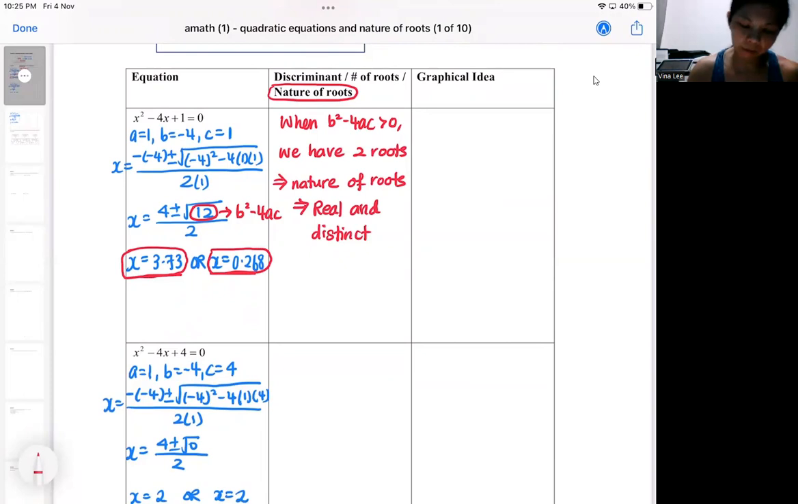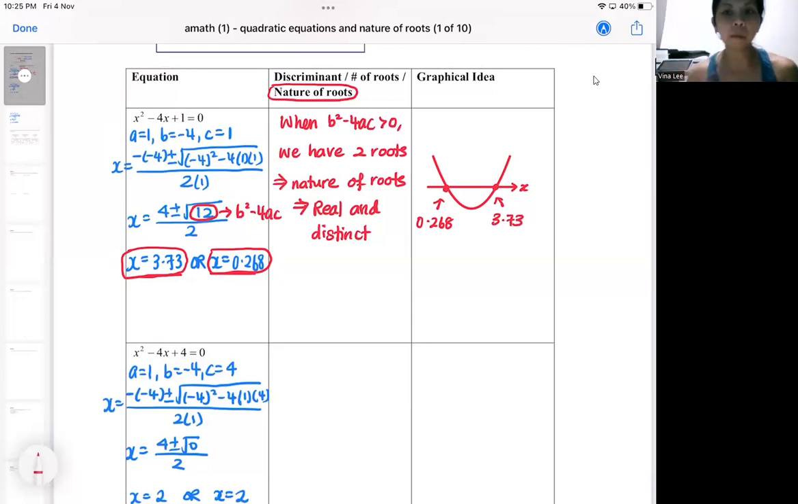So in terms of graphical idea, it will look like this. This one is very obvious, this is a small graph. So in terms of the graphical idea, where are the two roots? The two roots are actually sitting on the x-axis. So this will be where the two roots are. This is an important relationship because after that, we're going to use this relationship, we're going to understand this nature, and we're going to work backwards to find certain unknowns.